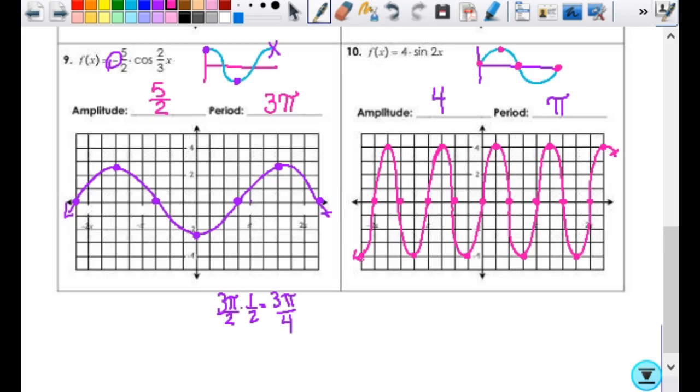Be good. Be at school tomorrow. Get some of these graphed. If you come with blank graphs tomorrow and no questions, I'm going to be mad at you.